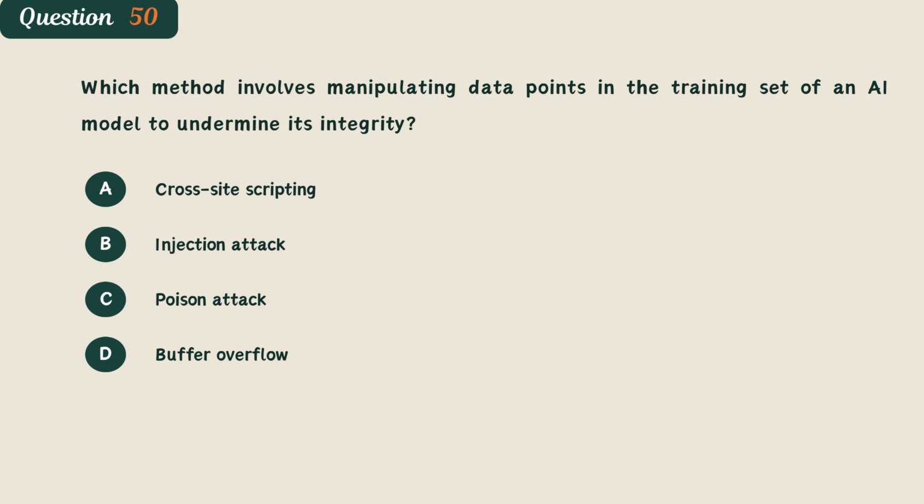Question 50. Which method involves manipulating data points in the training set of an AI model to undermine its integrity? A. Cross-site scripting. B. Injection attack. C. Poison attack. D. Buffer overflow.